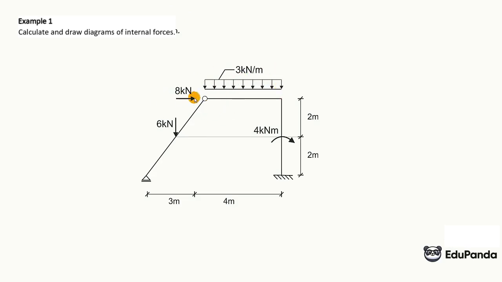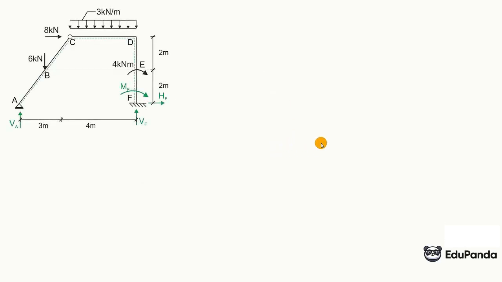From above, it is loaded with a continuous load. Here is some horizontal concentrated force, a vertical concentrated force on the oblique bar, and a moment in the middle of the vertical bar. Of course, the first thing we have to do is standard procedure.